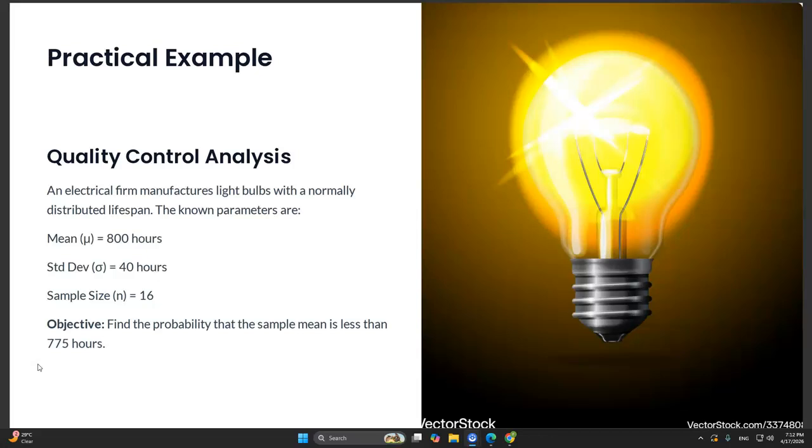Let's look at a quality control example. A firm makes a light bulb with a mean lifespan of 800 hours and a standard deviation of 40 hours. If we take a sample of 16 bulbs, we want to find the probability that the sample mean is less than 775 hours.